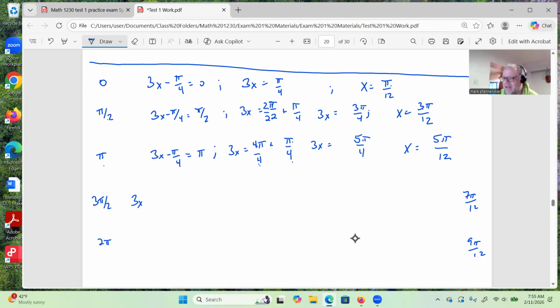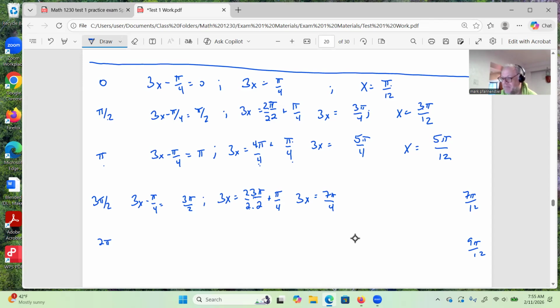So we have 3x minus pi over 4 is equal to 3 pi over 2. Let's go ahead and add the pi over 4 to both sides. So we have 3x equals 3 pi over 2 plus pi over 4. And we'll go ahead and figure out what that's going to be. So again, we need common denominators. So I'm going to multiply it by 1, I'm going to multiply it by 2 over 2. 2 times 3 is 6. 2 times 2 is 4. So we have 6 pi over 4 plus 1 pi over 4. That is 3x is equal to 6 plus 1, 7 pi over 4.